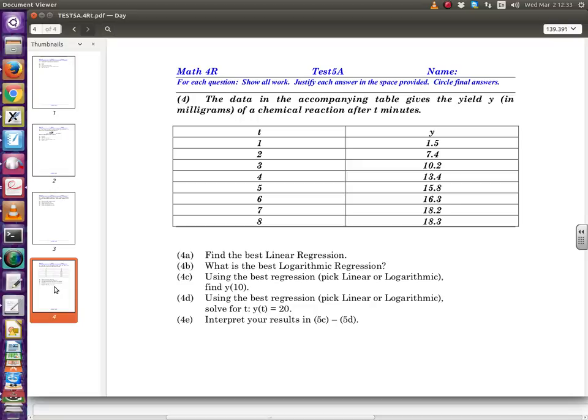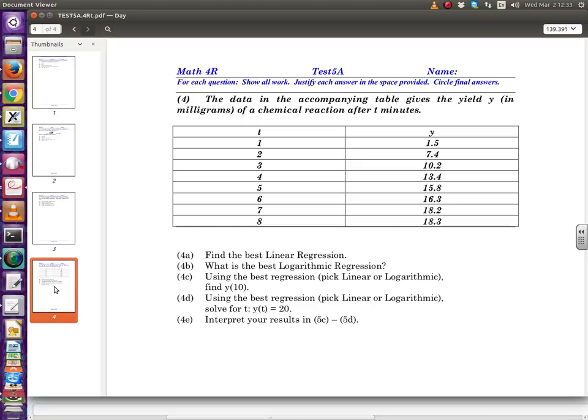Part A, find the line of best fit. Do a linear regression. Part B, find the log of best fit, the logarithmic curve of best fit, or logarithmic regression. Part C, which one's better, and use it to find Y of 10. All right, let's do that. Now to do that, you enter this data into the calculator.